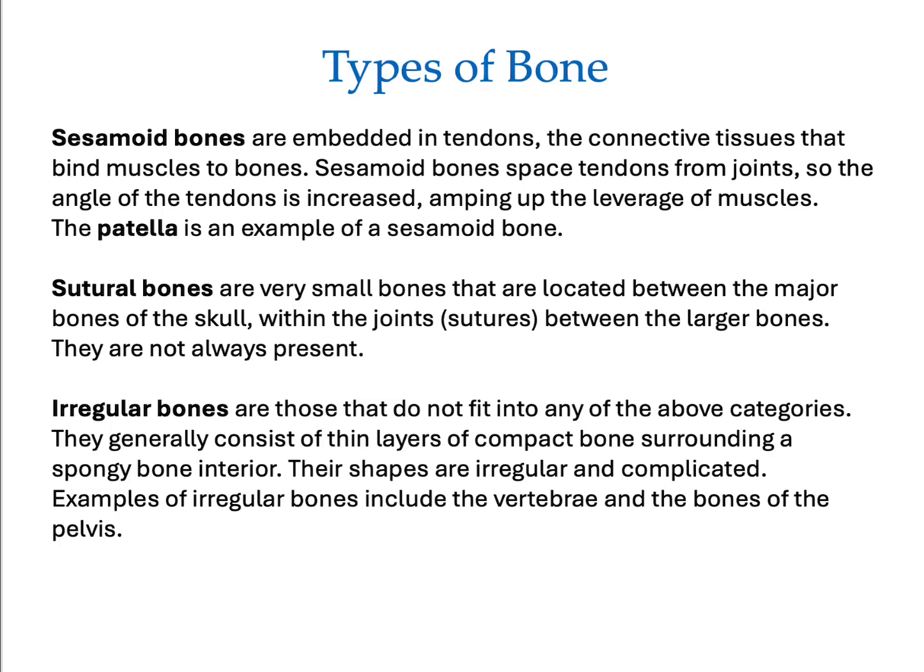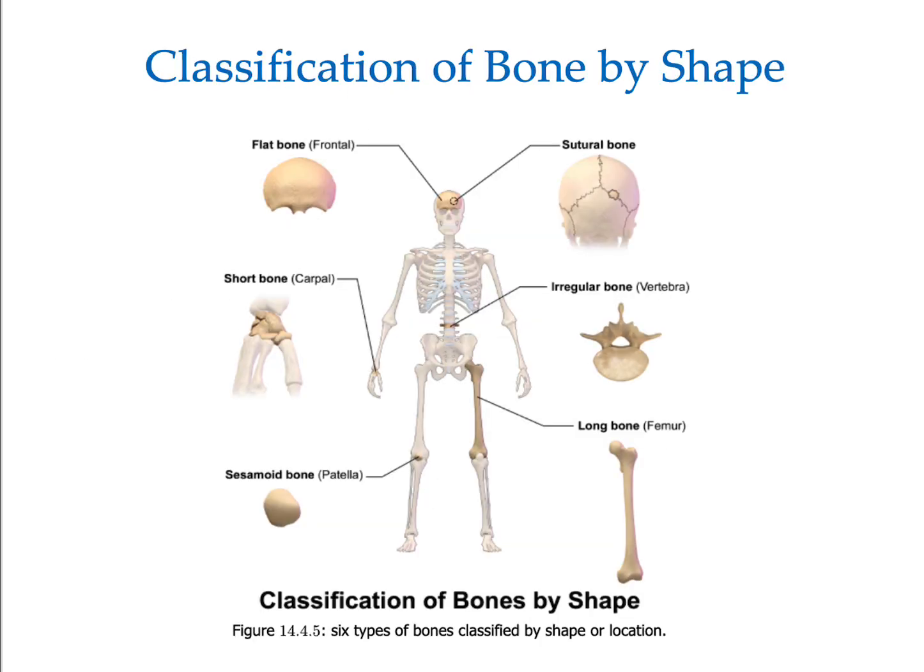Irregular bones are those that do not fit into any of the above categories. They generally consist of thin layers of compact bone surrounding a spongy bone interior, which is, as you see, a pattern here. Their shapes are irregular and complicated. Examples of irregular bones include the vertebrae and the bones of the pelvis. And here's classification of bones by shape. So we have shapes, and then we should also remember that the shape does dictate the function of the bone.